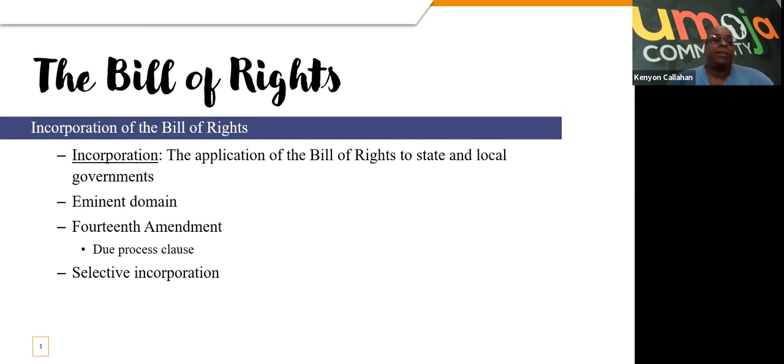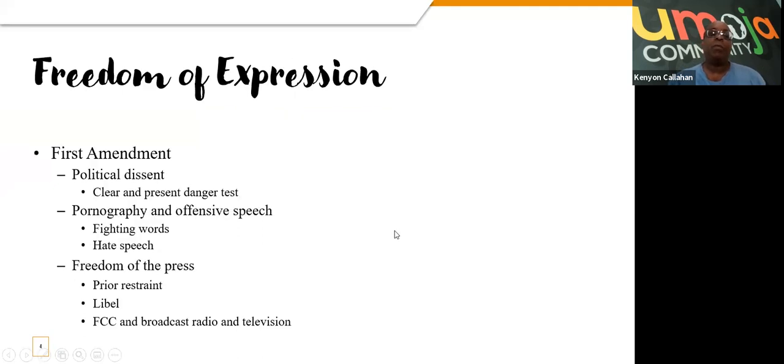So when we talk about selective incorporation, the Supreme Court basically incorporated specific liberties deemed absolutely necessary in a free society. So the Supreme Court gave certain liberties that they deemed absolutely necessary in our system of government, which you would find in your Bill of Rights. So this is important to you. This is important to us.